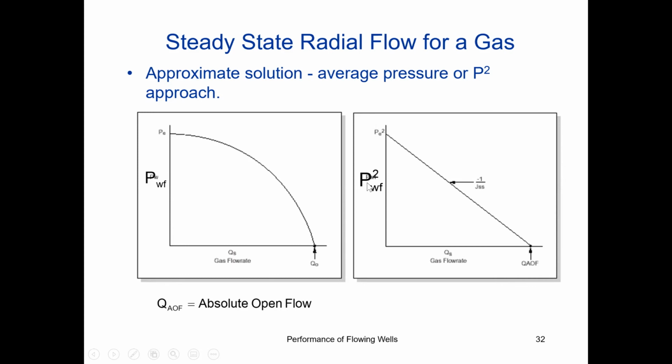But if you plot it based on P to power 2, then it becomes a straight line. So for a liquid flow, the relationship is a straight line. For gas flow, it is this. But normally, we don't have only oil or only gas. Sometimes, most of the time, we produce a mixture. How about that?